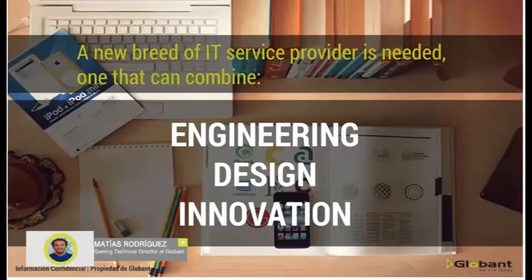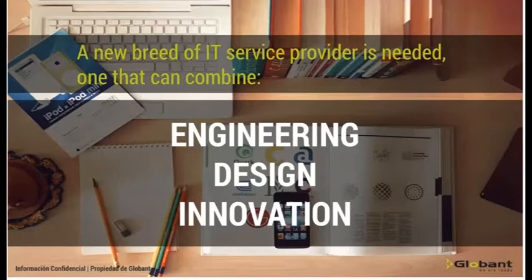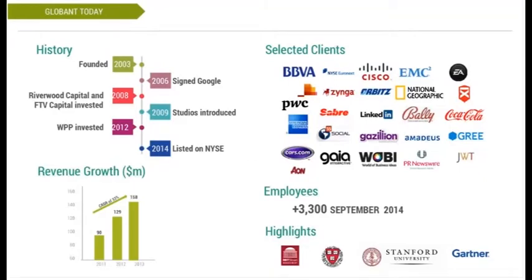So first, we will talk a little bit about Globant. We are basically a software service provider with one key difference, and that is that we integrate engineering, design, and innovation. In that sense, a little brief about our history. We started like 11 years ago. We work with a lot of cool companies and gaming companies also. And we are more than 3,000 employees currently. This year we also listed on the New York Stock market.